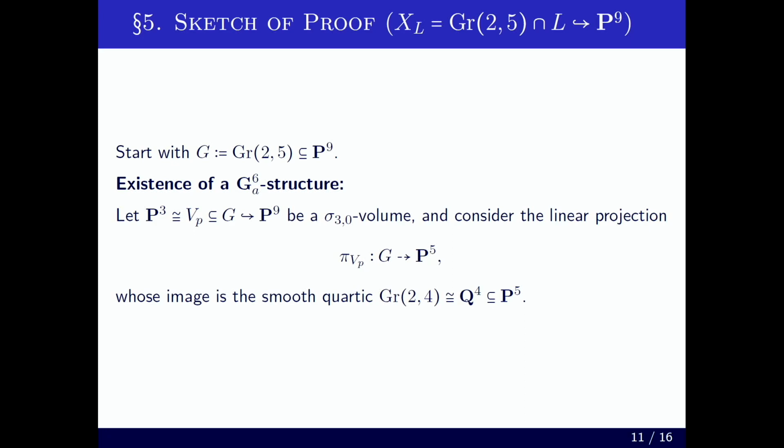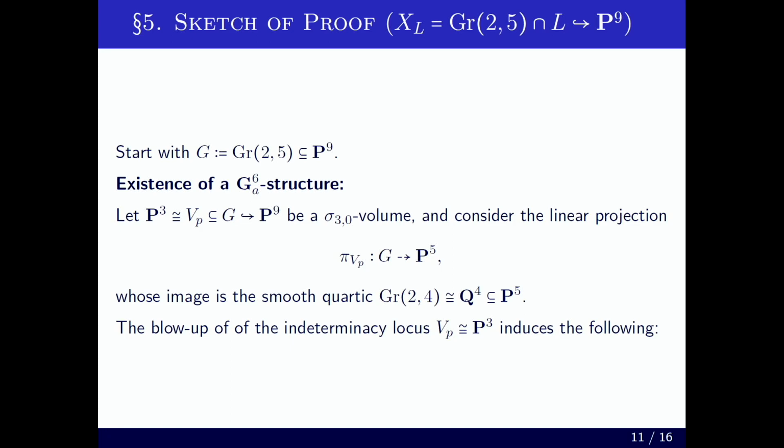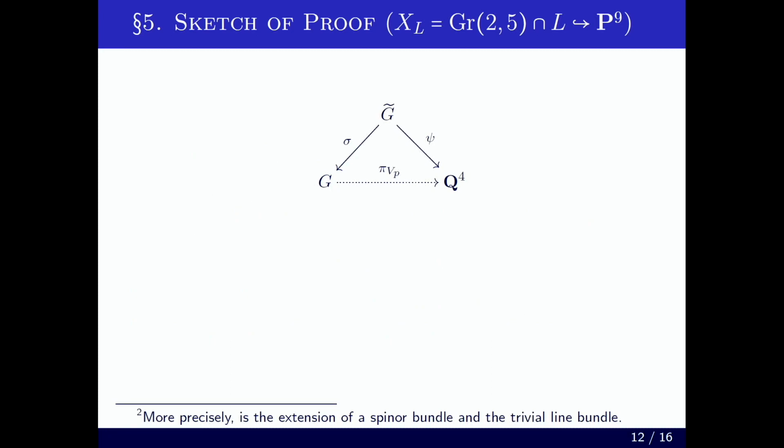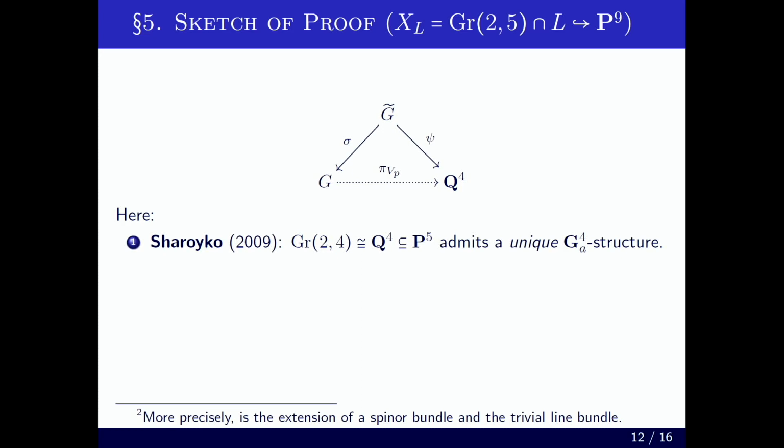So you have a 6-dimensional variety. I have a rational map onto a 4-dimensional one. So, well, of course, we have to blow up the center of the projection, and you get a diagram like this. And here, once again, everything is really explicit.